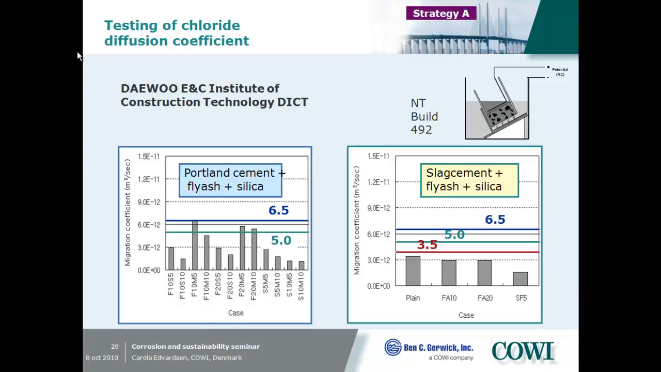And actually this is unusual for Europe. In Europe we do not allow this combination. We allow slag cement plus fly ash, but not in combination with microsilica. But it's allowed according to the Korean standards. And you can see that several mixes comply with the given requirements. We had 3.5, and for the tunnel we had a chloride migration coefficient of 6.5.